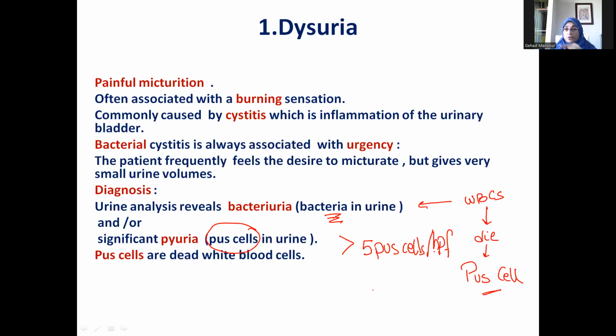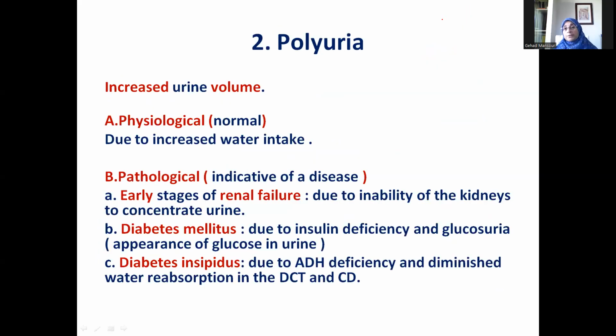You count the number of pus cells in that field. For example, this is what we see in the high power field under the microscope. You would see, for example, bacteria, and then you would see the pus cells. If you see more than 5 cells per high power field, and more than, for example, 100 bacteria per high power field, then this is definitely dysuria. So pus cells, as we said, are dead white blood cells.